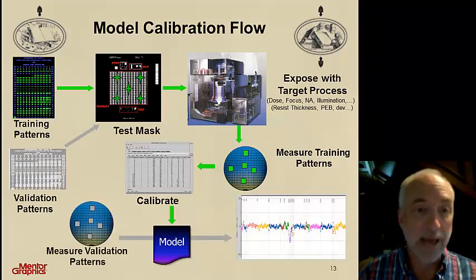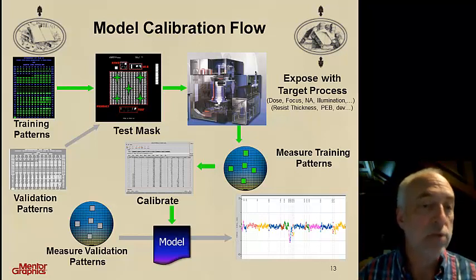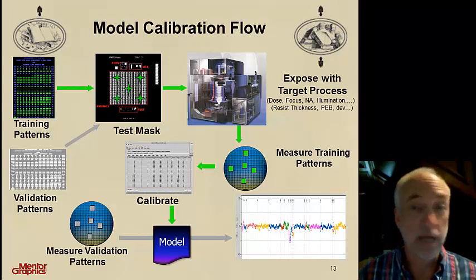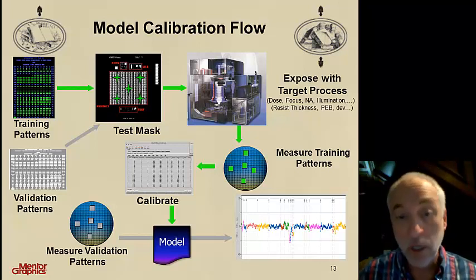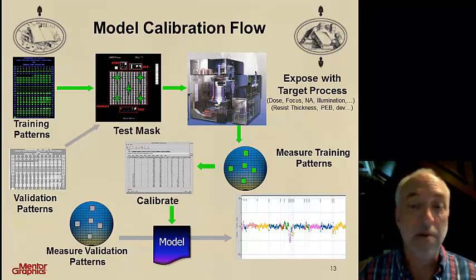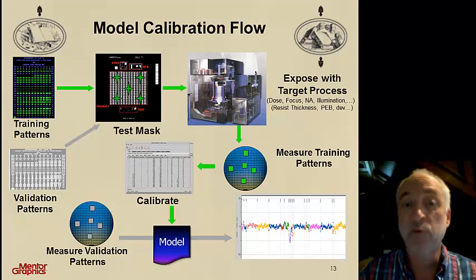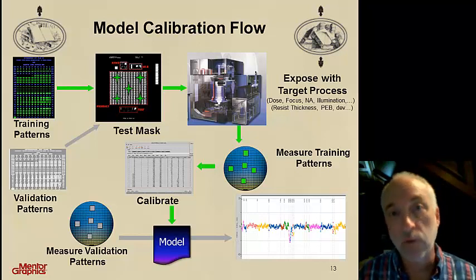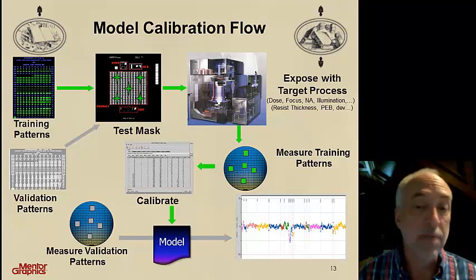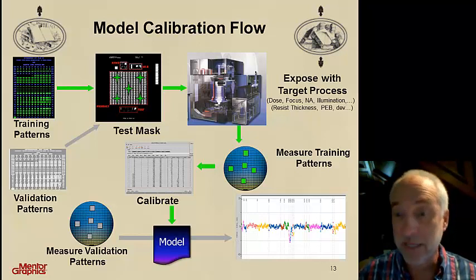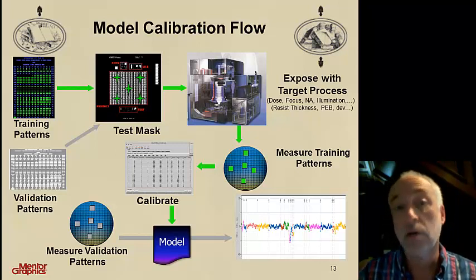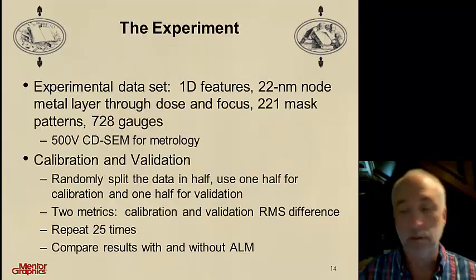We can separate out some number of these training patterns and use them as validation patterns. These are patterns that we would not use to calibrate our model. Instead, they would be included on the test mask, printed on this wafer, and measured, but we would compare the model output to the validation patterns after we calibrate with completely different patterns. And this gives us a way of validating how predictive the model will be. And the RMS difference between the measured validation patterns and the predicted validation patterns with the model is a different measure of the quality of the model than, say, the RMS value of the calibration results.